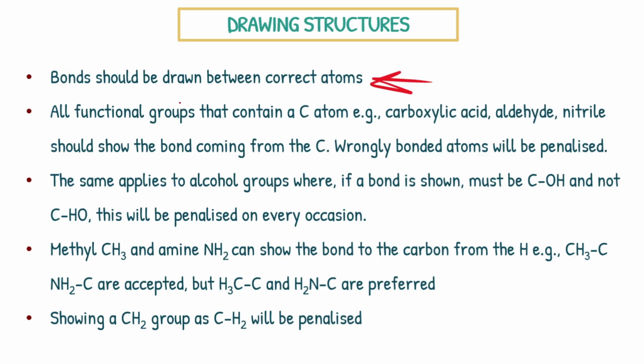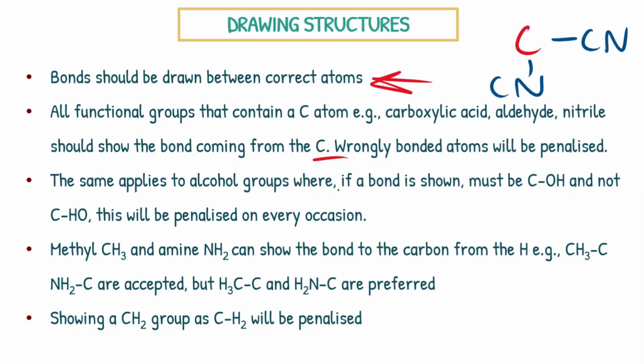Now all functional groups that contain a carbon atom, for example, carboxylic acids, aldehydes, nitriles, should show the bond coming from the carbon. All right, so let's say you're drawing out a structure in a mechanism. Let's say we've got our central carbon here, whatever carbon is within the chain. You want to draw your nitrile like this, okay? You don't want to draw it from the nitrogen, so like this. Just keep that in mind.